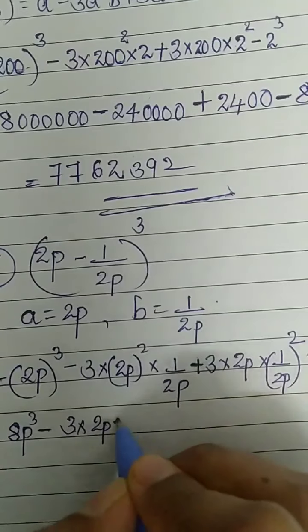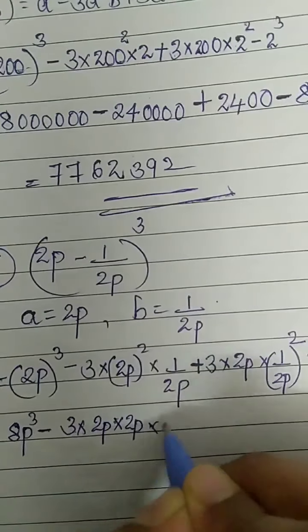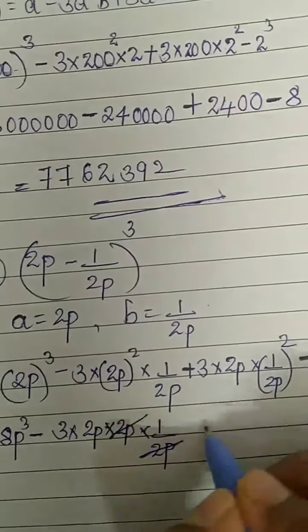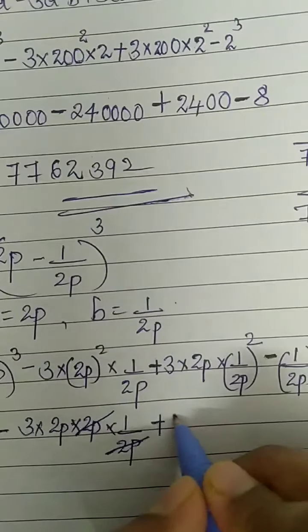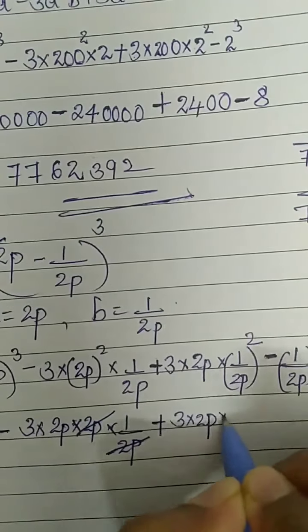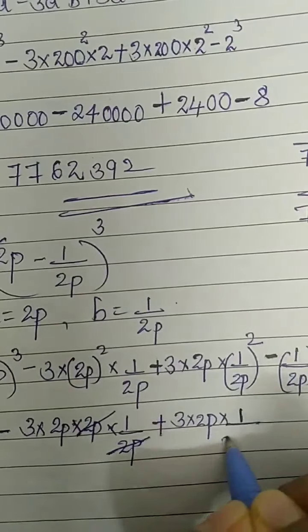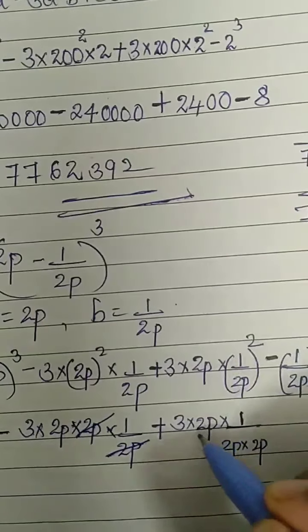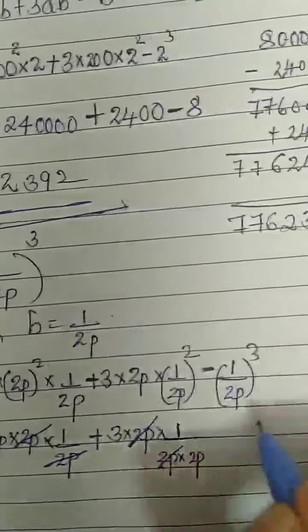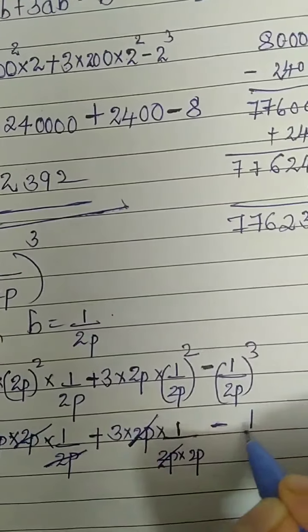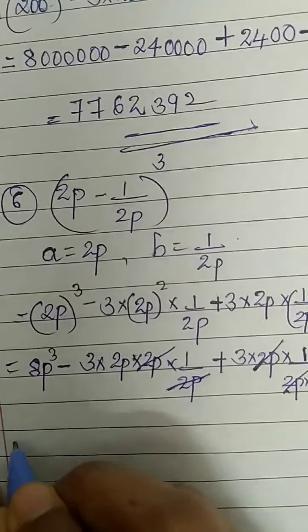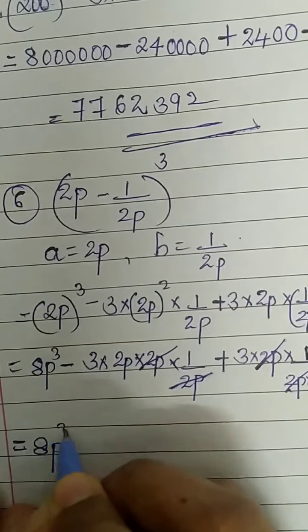3 into 2p square, no? So 2p I'll write 2 times, 2p into 2p into 1 upon 2p. Now this 2p and this 2p cancel. Plus, same way here, 3 into 2p I'll write into 1 into 1 is 1 only, and 2p into 2p, 2 times I wrote. 2p the whole square means 2p into 2p. So here again 2p cancel, minus 1 into 1 into 1 is 1 upon 2 into 2 into 2 is 8 and p cube. So let us jot down the final step now, which is equal to 8p cube.